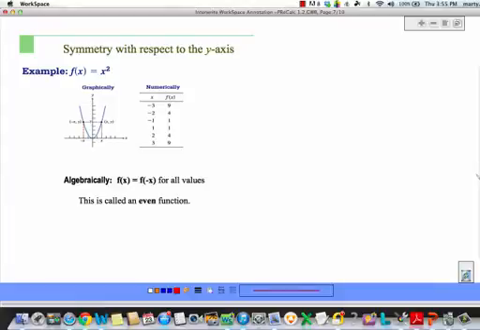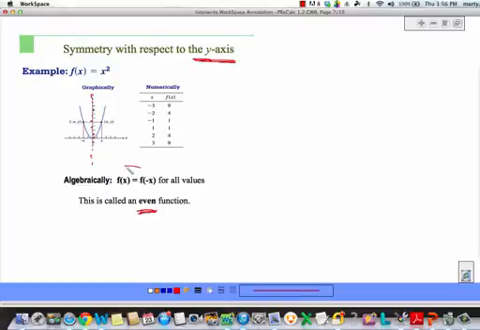Last two things on 1-2 are whether or not a function is called odd or even. Odd or even. When we think about even functions, we want to think about the graph of y equals x squared. It's a parabola. It opens upwards. It has symmetry with respect to the y-axis. I can draw a line down the y-axis which cuts it into two halves.